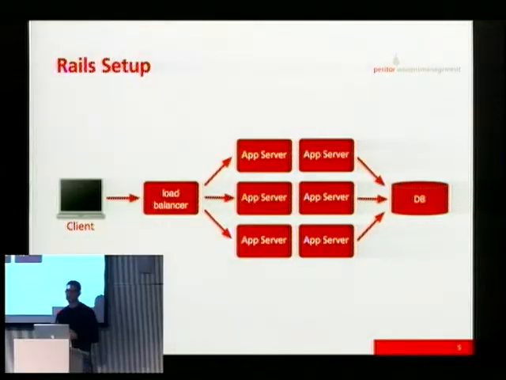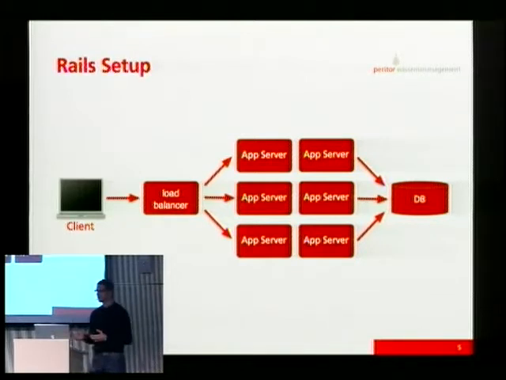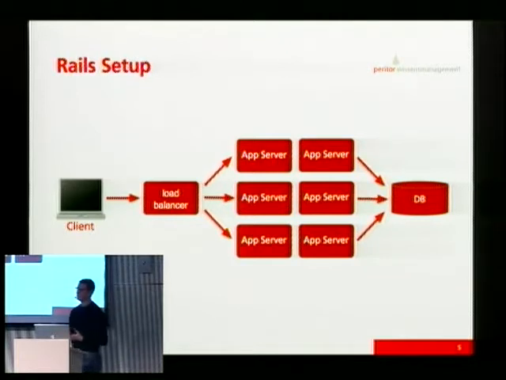So let's start by looking at how Rails applications are typically set up. Normally you have a load balancer in the front that is relaying all requests to dynamic application servers, and at the back end, of course, the database. And you have to do this in Rails because Rails is single-threaded. So you have to start a Rails process for each dynamic request that you want to handle concurrently.